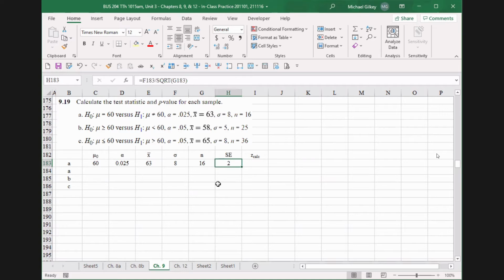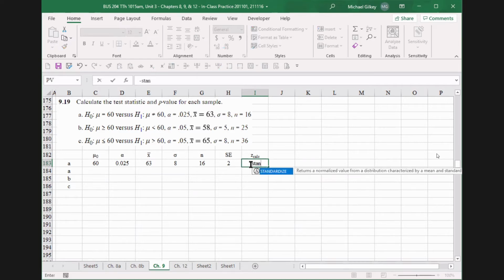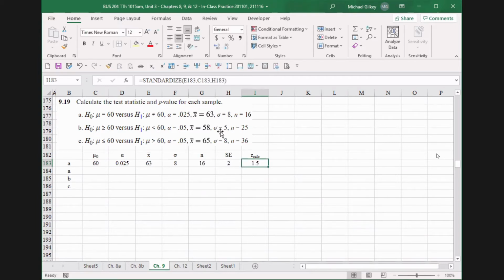That's 1.5. So how do I compute z-calc? Standardize. Oops, I put a minus in front instead of an equals. Equals. Standardized. And then what's my x value? It's going to be x bar. And what's my mean? Mu naught. And what's my standard deviation? Standard error. And guess what we get? 1.5, just like we said we would.